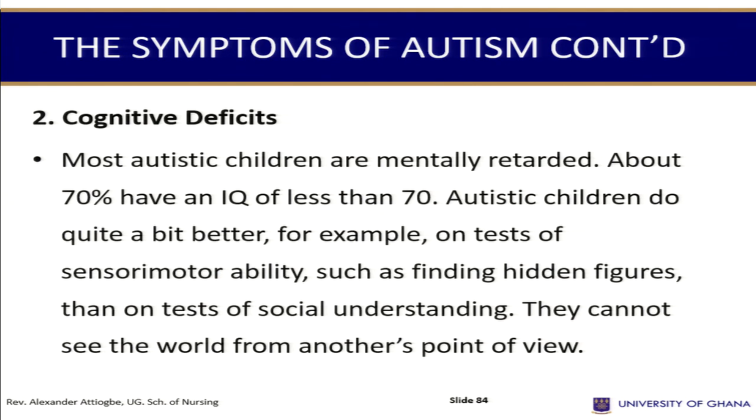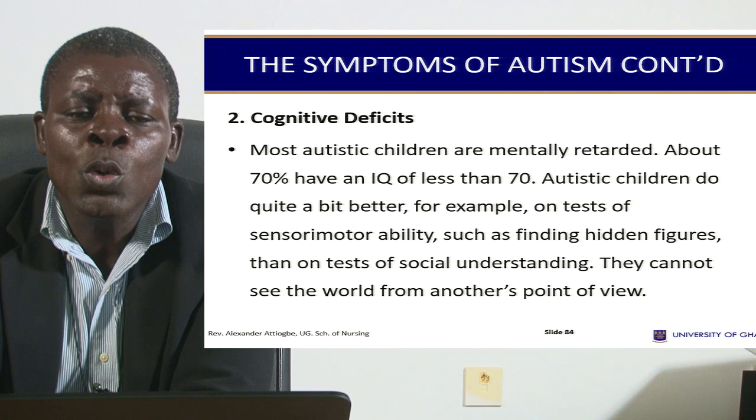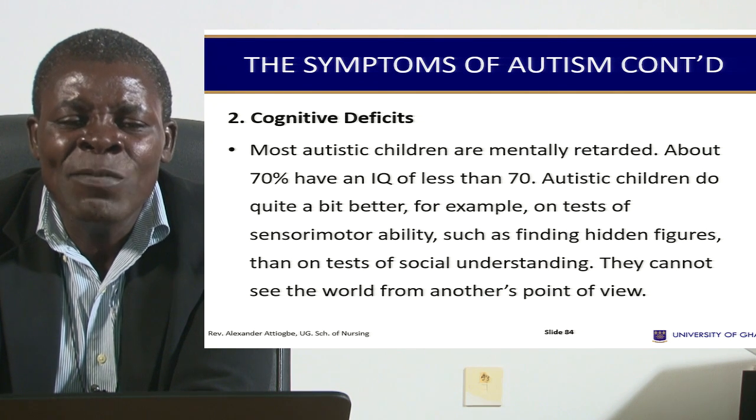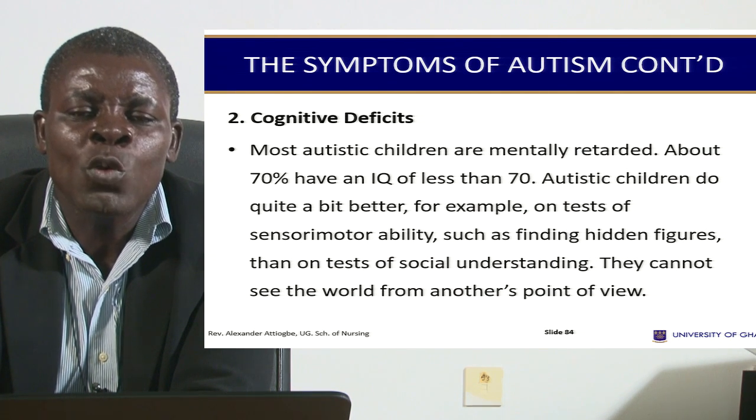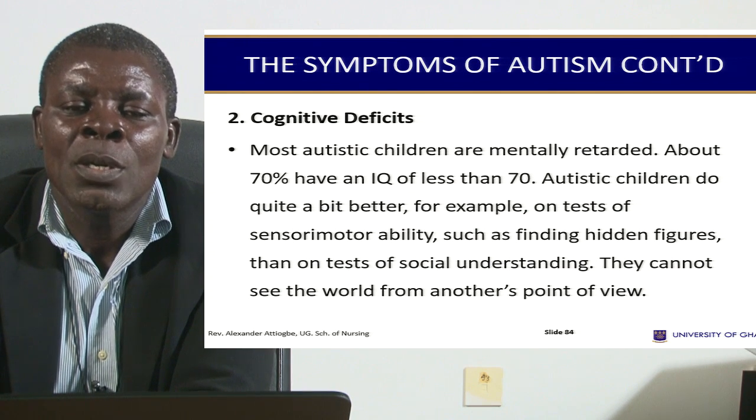Cognitive deficits, the second symptom. Most autistic children are mentally retarded. About 70% have an IQ less than 70. Autistic children do quite a bit better, for example, on tests of sensorimotor abilities such as finding hidden figures than on tests of social understanding. They cannot see the world from another point of view.